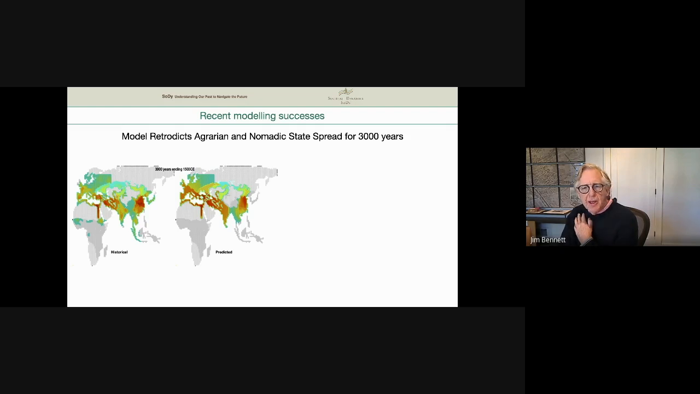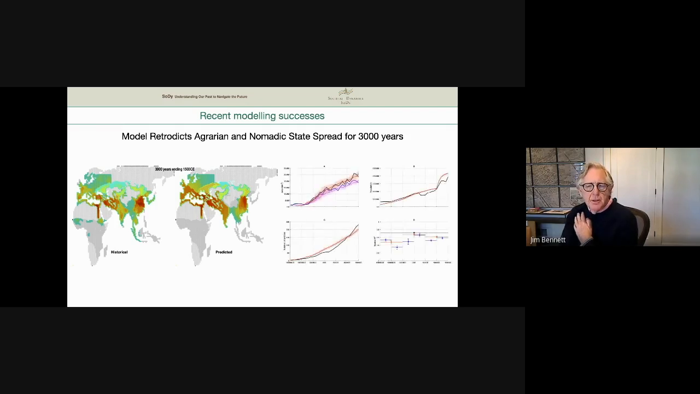And we get the spread into India and somewhat into Europe, more or less correct. And in terms of those other statistics, we get more or less the right spread. Some of this, of course, depends on the total amount of land that's available, since this is an area that's available for these nomadic states. But we also need to get the numbers.